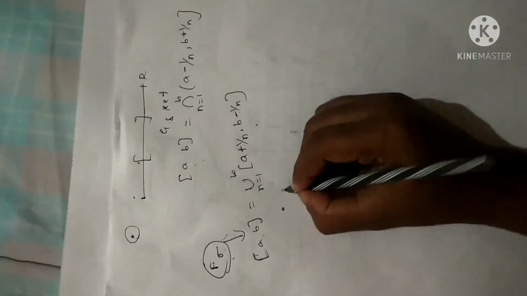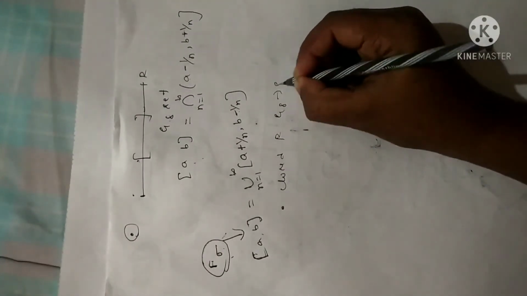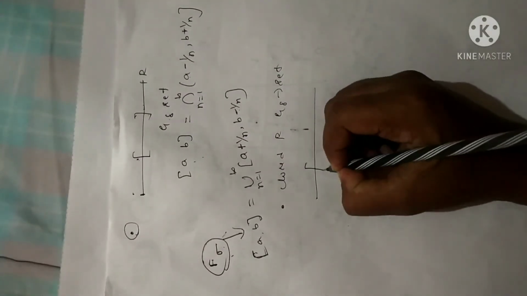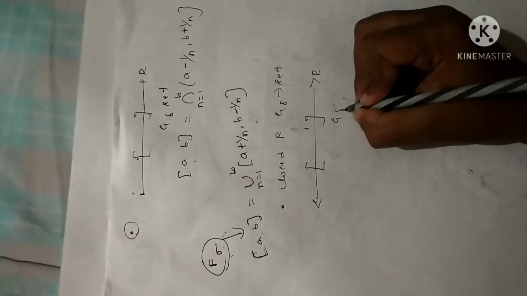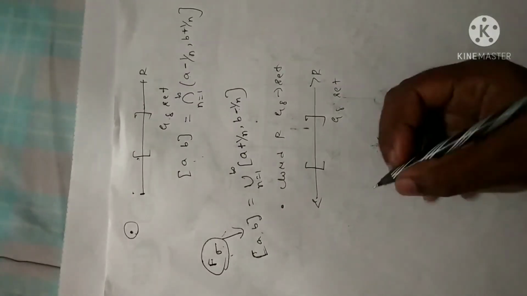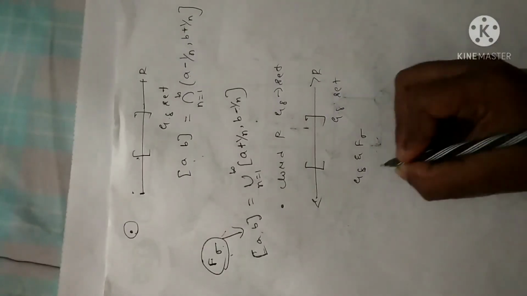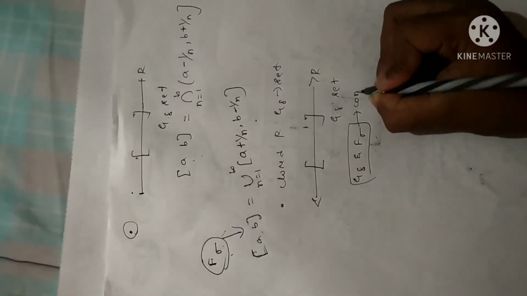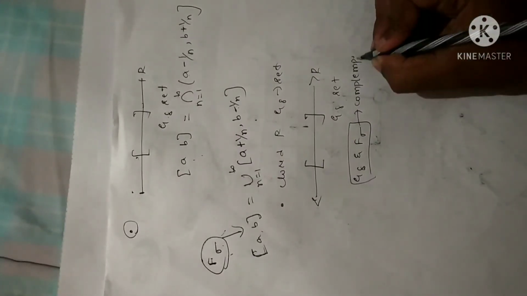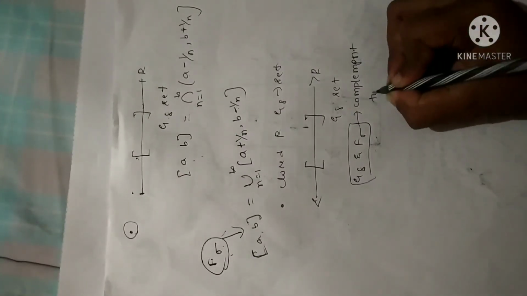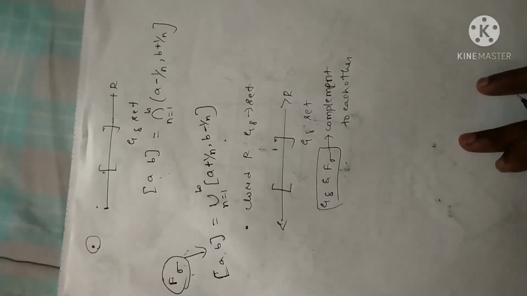And the next point is that every closed set in R is a G delta set. As I already said, whatever closed set you take inside R will be an example for a G delta set. And remember, G delta sets and F sigma sets are complements of each other. Why? Because one is open, another is closed. So I can say they are complements of each other. So these are the properties of F sigma and G delta sets.